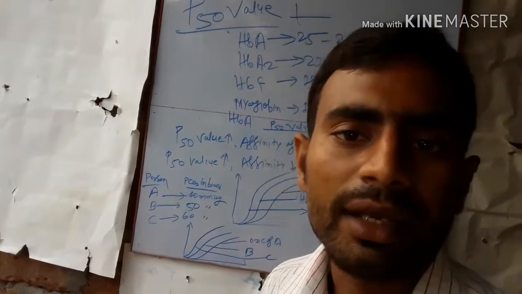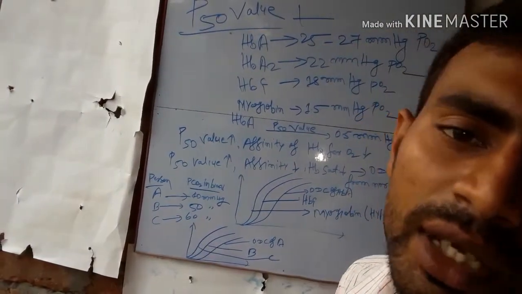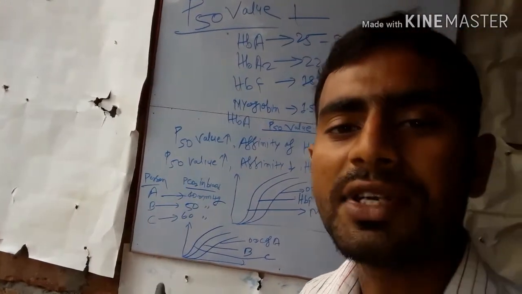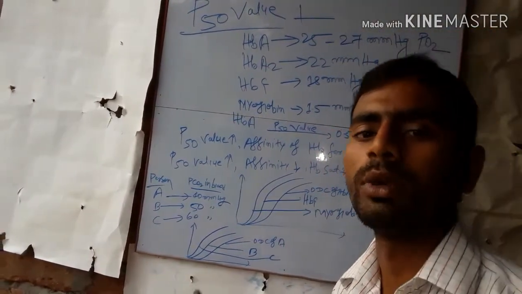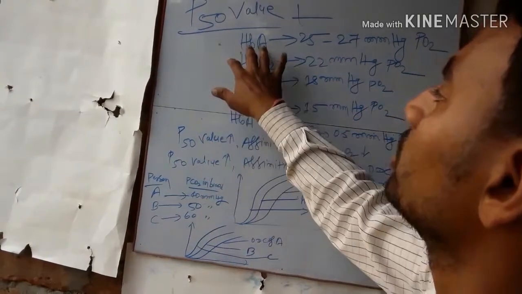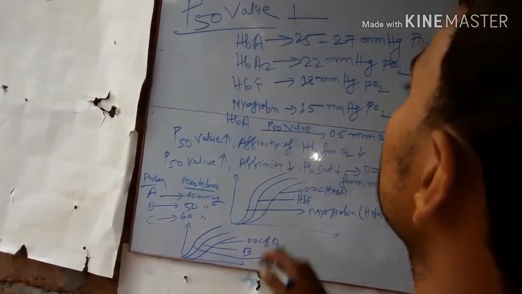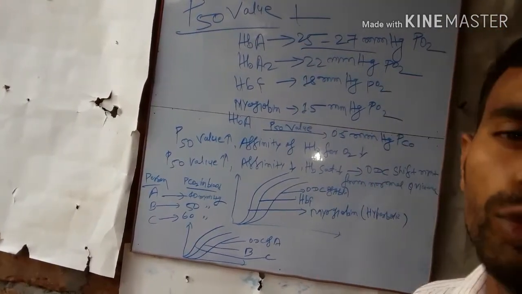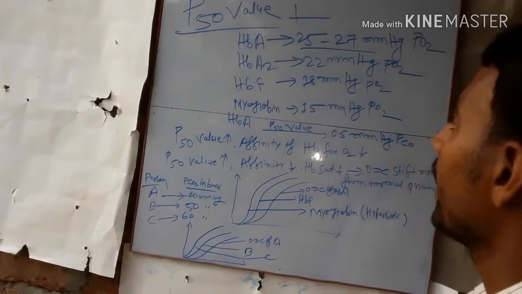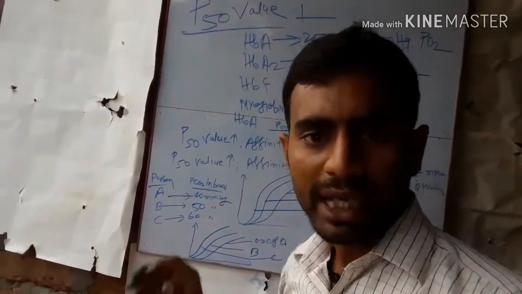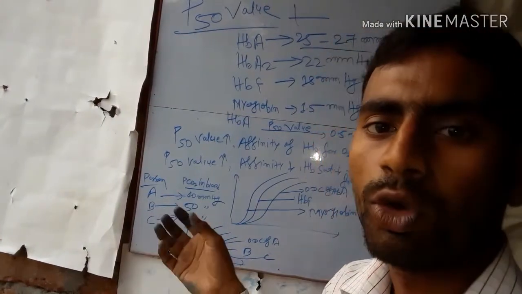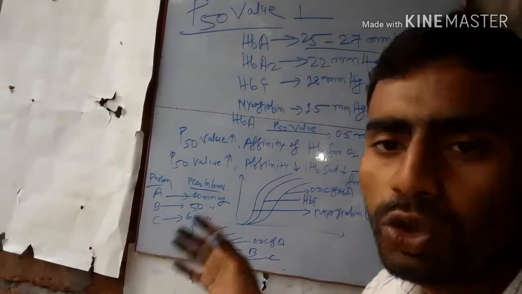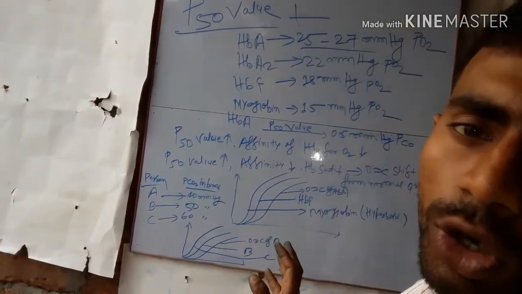hemoglobin A. This means adult: HbA denotes hemoglobin A, and A stands for adult. This means hemoglobin of the adult. HbA's P50 value is 25 to 27 mmHg as the partial pressure of O2. And HbA2, A2 is the second type of hemoglobin in adults. Its P50 value is 22 mmHg as the partial pressure of O2.